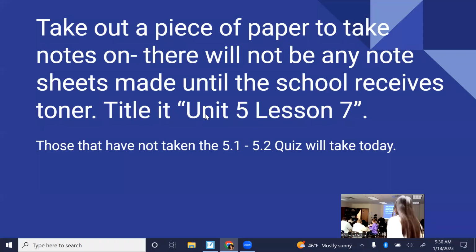All right, so I'll let you know when the school gets toner again, but until then, I can't print anything for you, so you'll have to take notes the old-fashioned way.